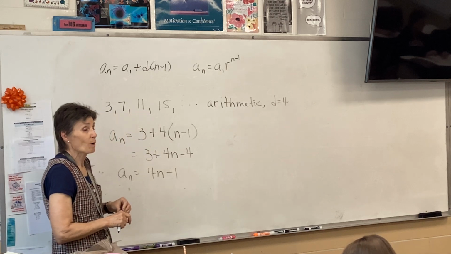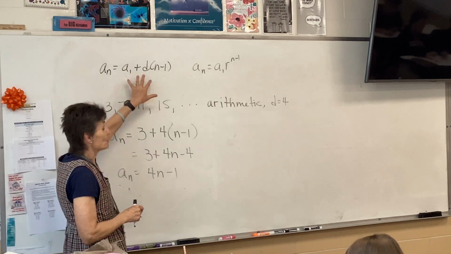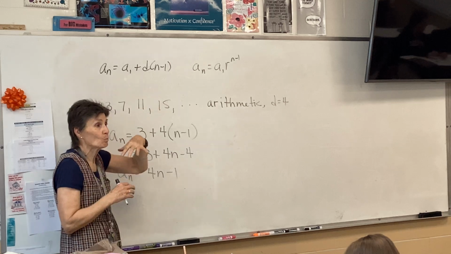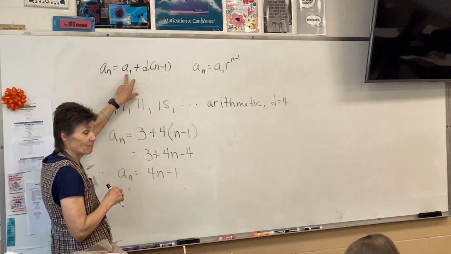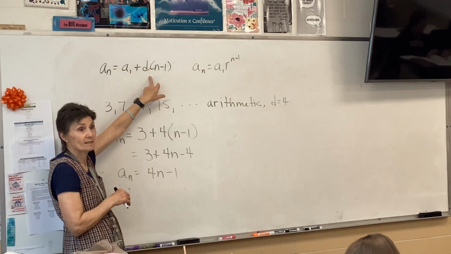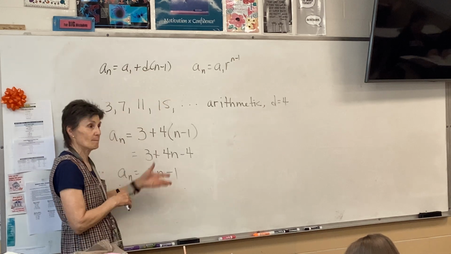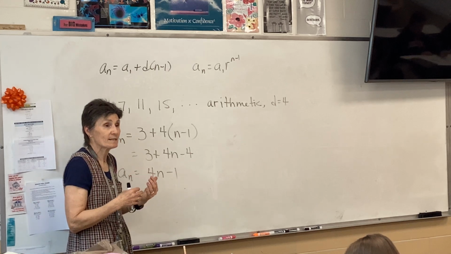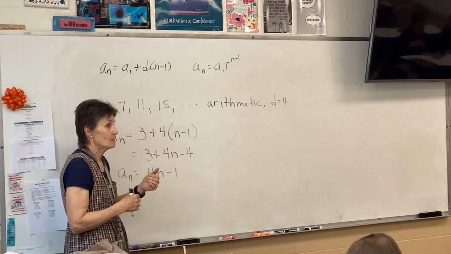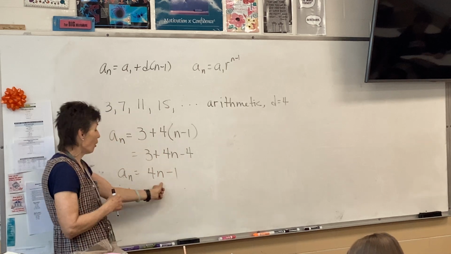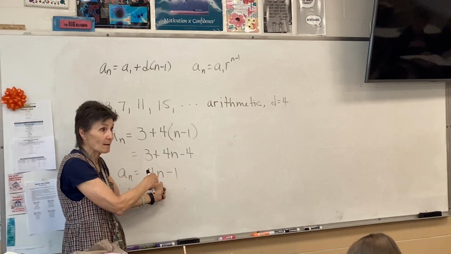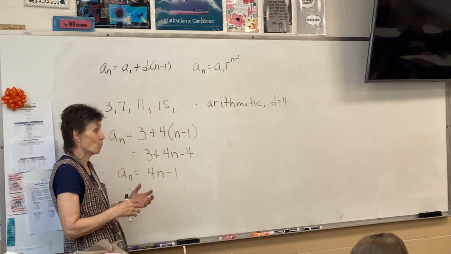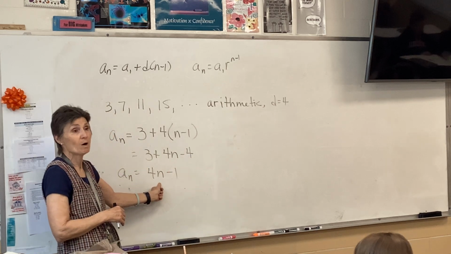So to write an explicit formula, I use my general formula, the arithmetic sequence formula, but I plug in what I know. And what I know is that the first term is 3 and the common difference is 4. And then I just do the algebra from that. Now why is this called an explicit formula? Because if for some reason you want the 100th term, you want to know a sub 100, all you have to do is take 4 times 100 minus 1. So it's there, it's explicit, it's given, you don't have to work for it. You can just plug in whatever n you want.